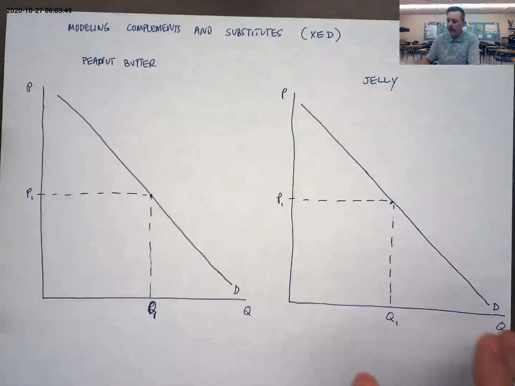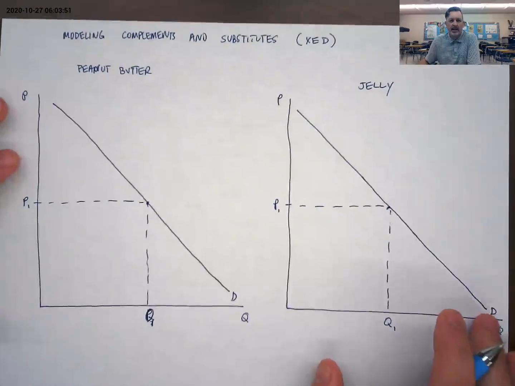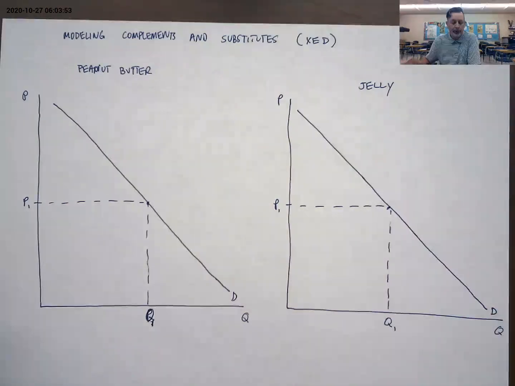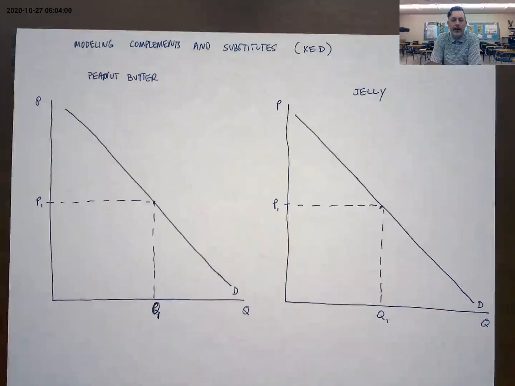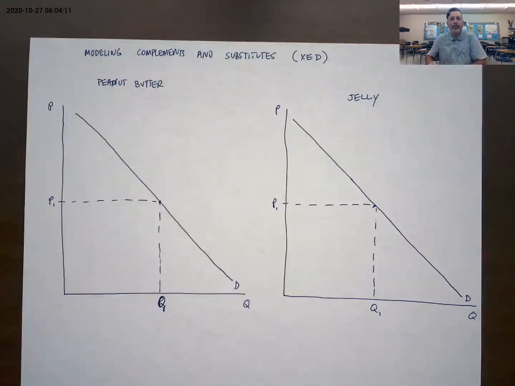Good morning. Today we're going to take a look at modeling complements and substitutes as a way to discuss cross-price elasticity of demand. So we've got a couple of products here, peanut butter and jelly. And peanut butter and jelly we tend to think of as complements, things that go together. So let's see in our marketplace how a change in one market would impact the other market.